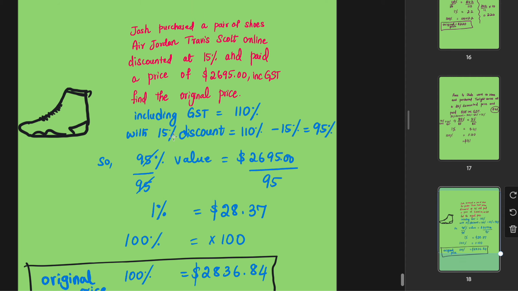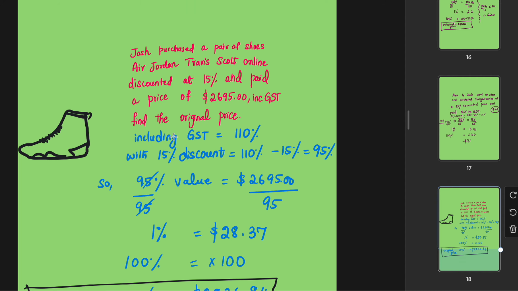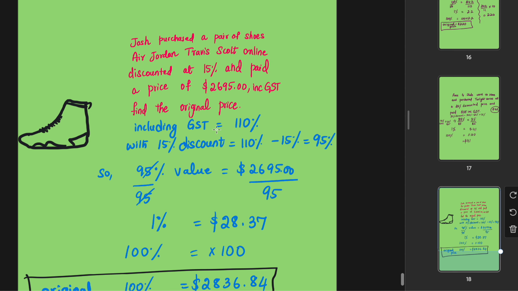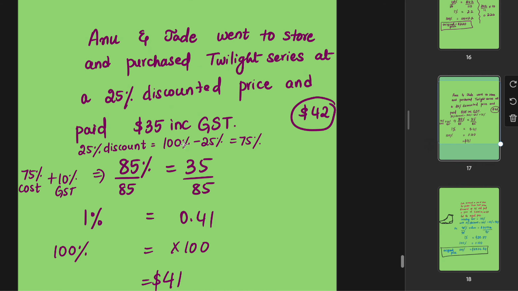Finally to my last example. All right, Josh purchased a pair of shoes, Air Jordan Travis Scott online, discounted at 15%, and paid a price of $2,695, including GST. Find the original price. So including GST is 110%, right? But just want to go back.